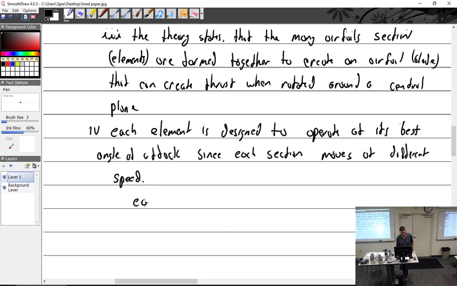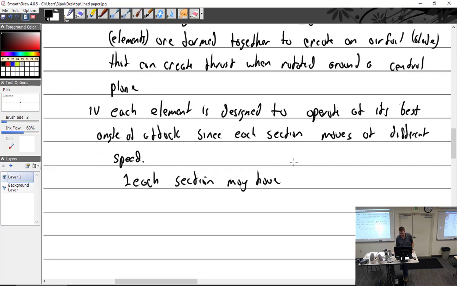So each section may have, and it does, a different chord, meaning how wide the blade is, a different thickness, and angle. Each one of those things is going to change.